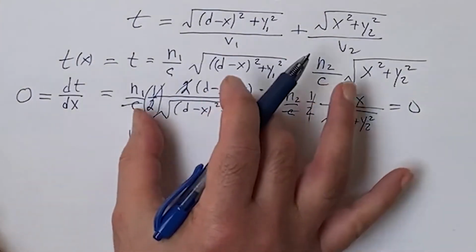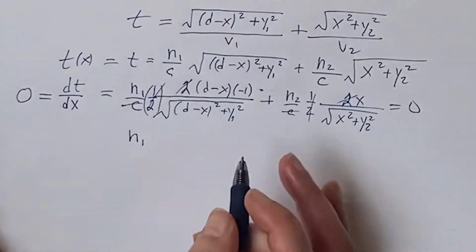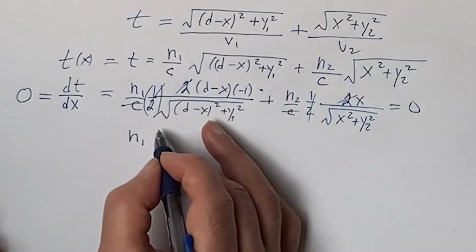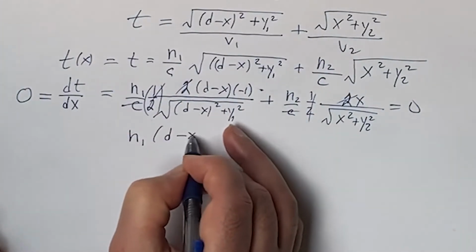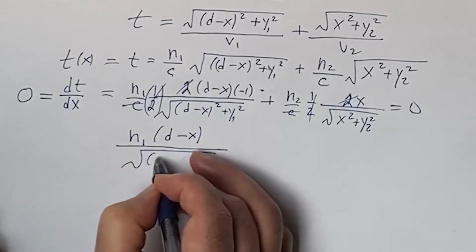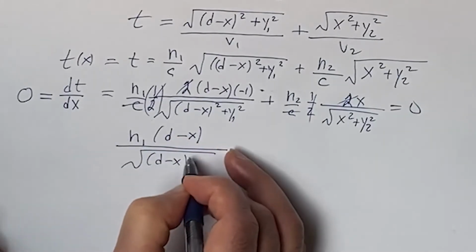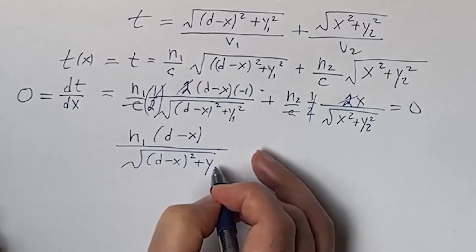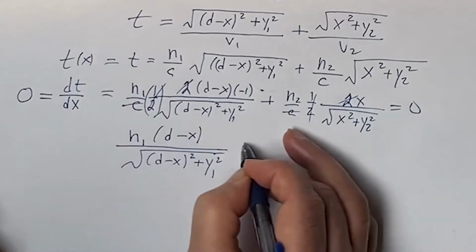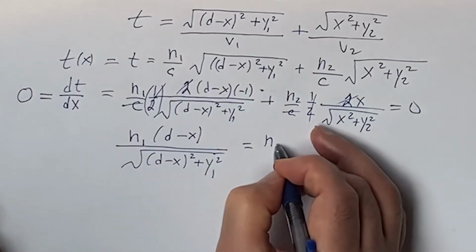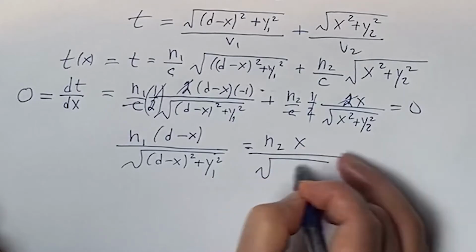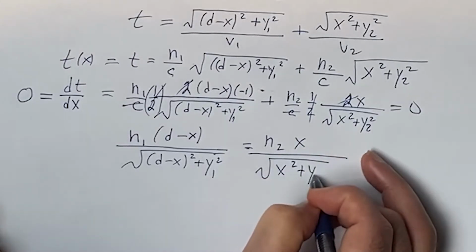I'm going to put this on one side of the equation and that on the other side. So basically you have the n1, and you have the d minus x, and that's going to be over the square root of (d minus x) squared plus y1 squared. And then on the right hand side, n2 times x over the square root of x squared plus y2 squared.